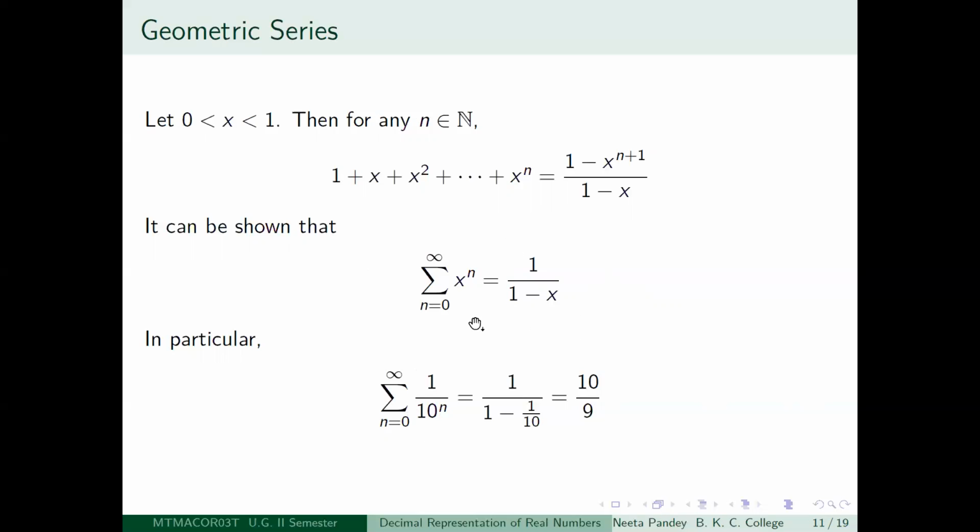So in this relation, if you put x equal to 1 by 10, then you know that you will get a real number. And what is that real number going to be? Just plug in 1 by 10 here. So it will be equal to 1 by 1 minus 1 by 10. So that is just, you can easily see, equal to 10 by 9. So this is the result which I am going to use, which will tell you very easily that there will be no infinite string of 9s at the end.